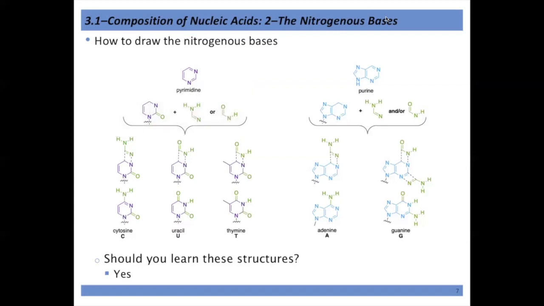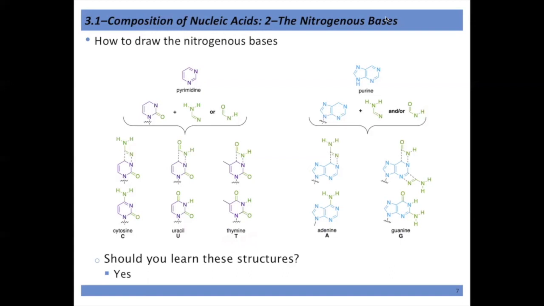Now we do have one different structure here, and that's thymine. Thymine differs from uracil in the fact that it just has a methyl tag off there. So uracil is found in RNA, and thymine is found in DNA. We'll talk a little bit about that, but you should probably figure out why DNA has thymine and RNA has uracil. What is the advantage of DNA having thymine?